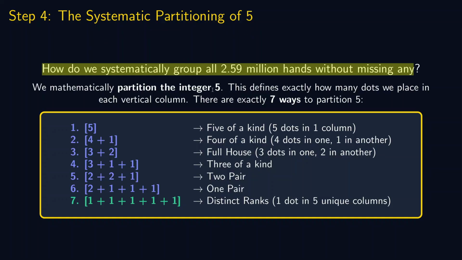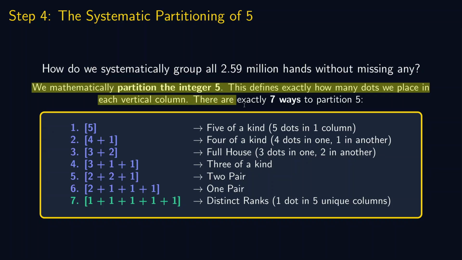Every 5-card hand uses exactly 5 cards. Those 5 cards are distributed across some number of ranks, some number of columns in our grid. And the pattern of how those 5 cards are spread across the columns defines the type of hand. Think about a 4-of-a-kind hand. 4 of the 5 cards share the same rank. They all go in the same column. The 5th card is from a different rank. It goes in a different column. So the distribution of cards across columns is 4 in one column and 1 in another. We write that as the group 4 plus 1.